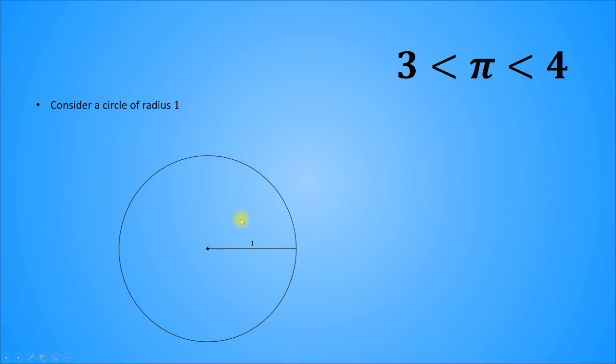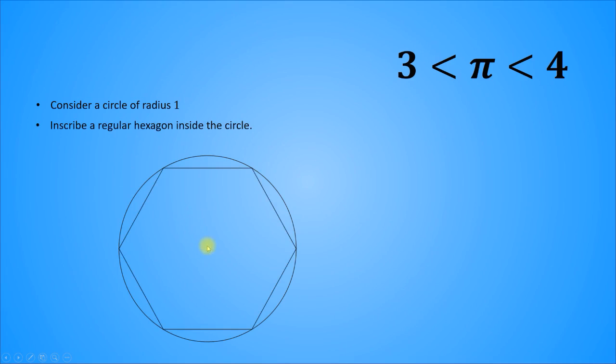So let's get rid of that square, and the next thing we're going to do is inscribe a regular hexagon inside the circle. What does that mean? It means that the hexagon will have the same center as the circle, and the vertices of the hexagon will just touch the circle. Now, the interior angles of a hexagon add up to 720 degrees. So each one of them is 120 degrees.